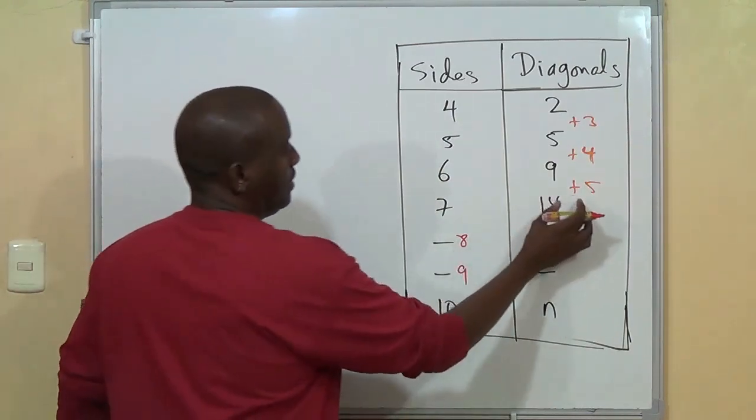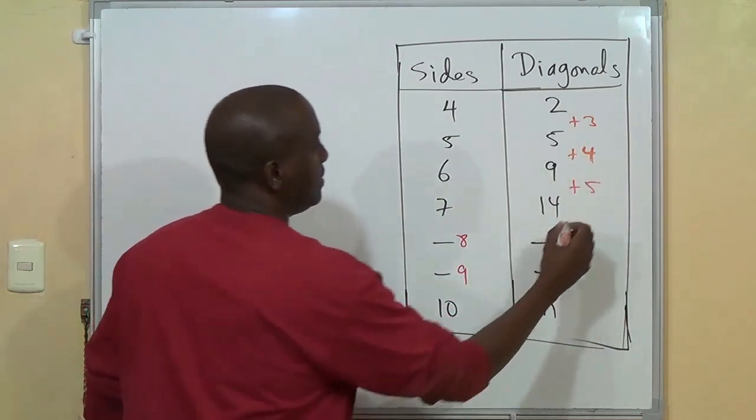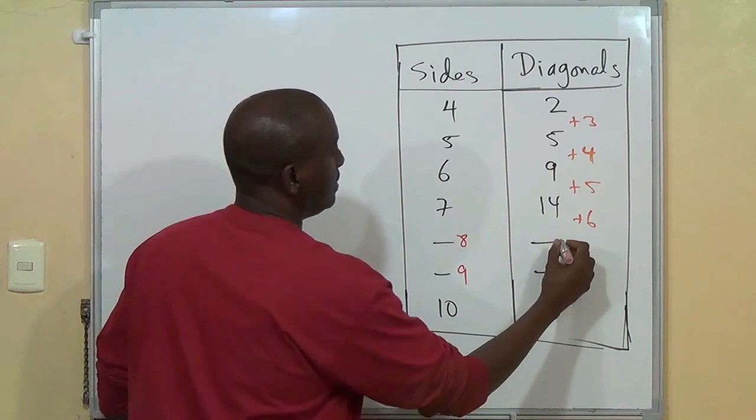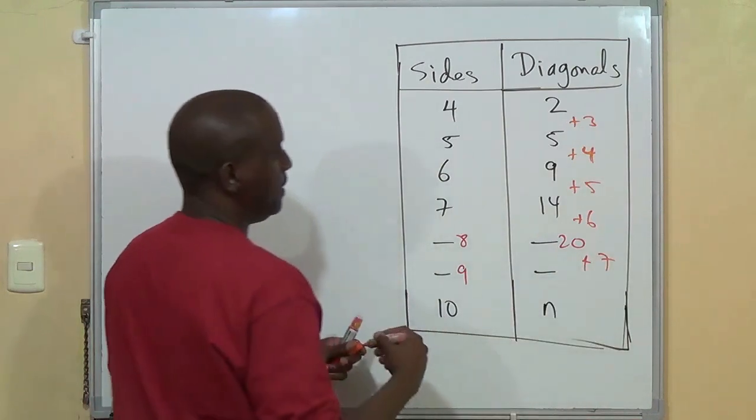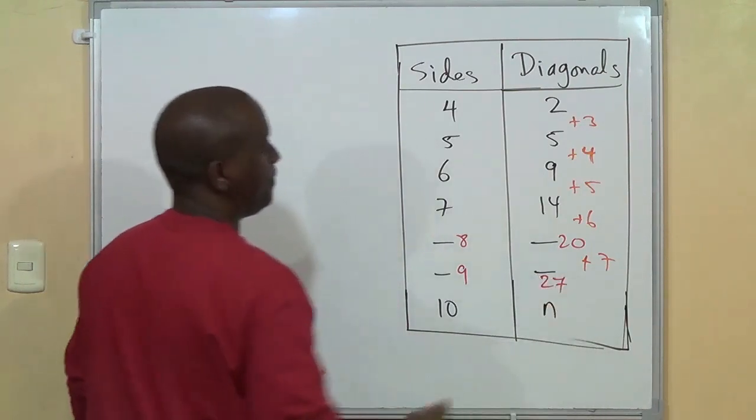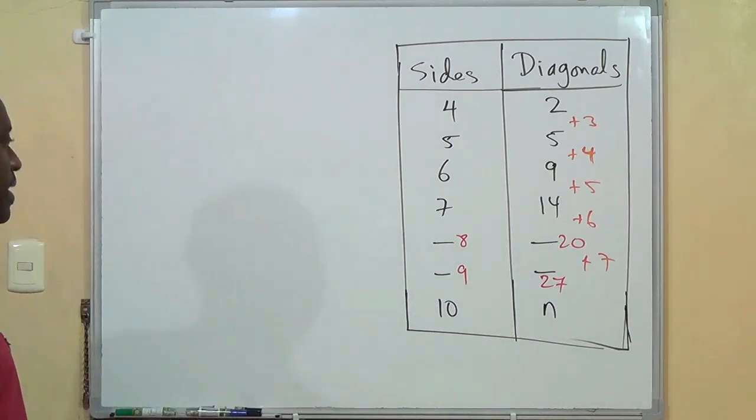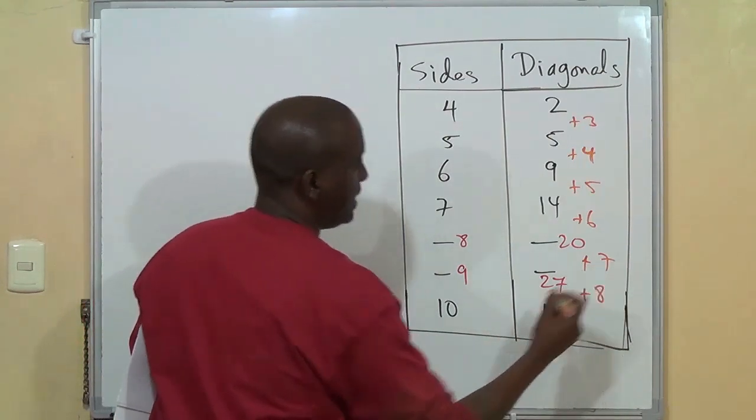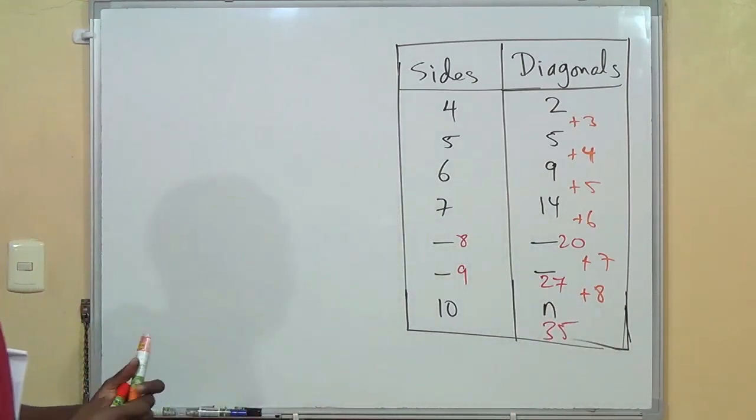So then this will be 14 plus 6 to give us 20 diagonals here when n is equal to 8, and then 20 plus 7 would then give us 27 diagonals for a 9-sided figure. And then of course you have the 27 and 8, which will give us 35 diagonals for a 10-sided figure.